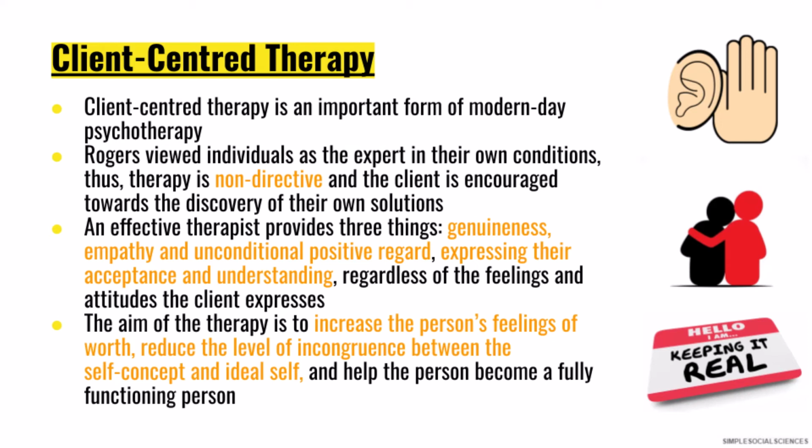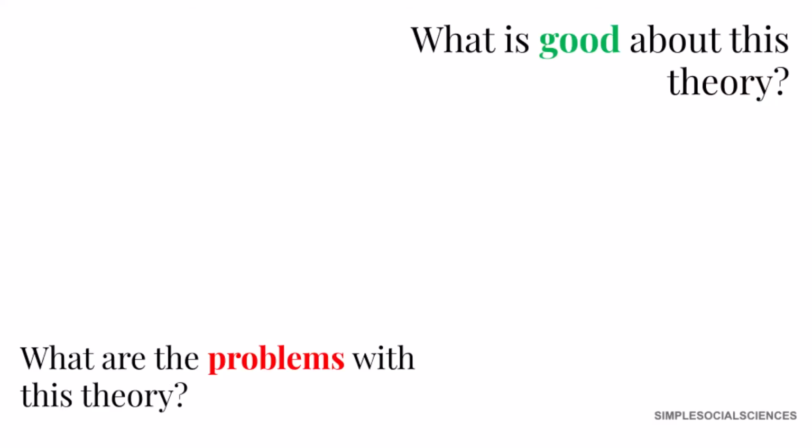For Rogers, an effective therapist provides three things: genuineness, empathy, and unconditional positive regard. They should express their acceptance and understanding regardless of the feelings and attitudes the client expresses. The aim of the therapy is to increase the person's feelings of worth, reduce the level of incongruence between the self-concept and the ideal self, and help the person become a fully functioning person.